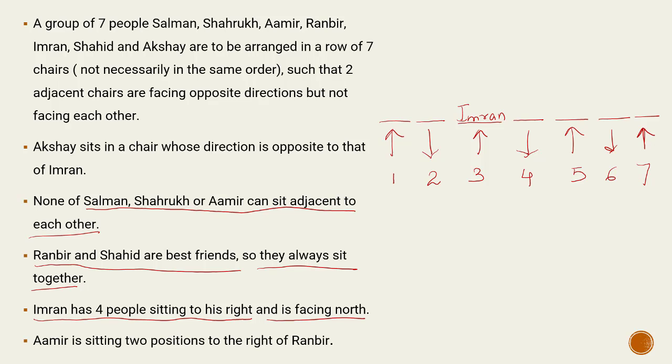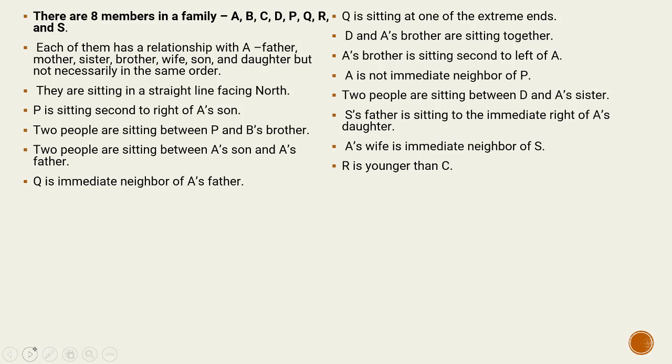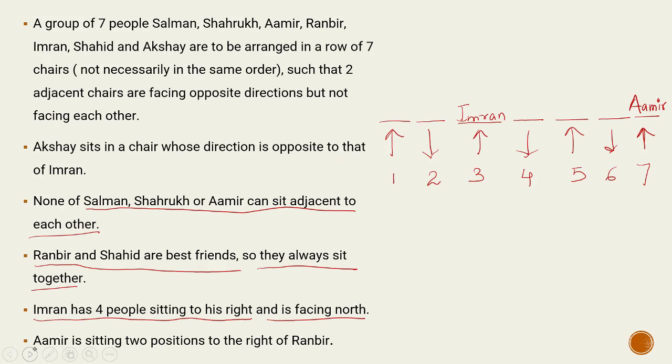Now if we place Amir here on chair number 7, the last point says Amir is sitting 2 positions to the right of Ranbir. That means Ranbir should come on chair number 5. And on chair number 6, I cannot take Shahrukh or Salman, otherwise they would become neighbors. Also, I cannot take Akshay. So I'll take Shahid here on chair number 6.